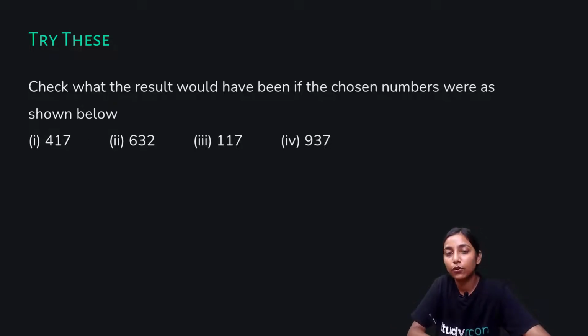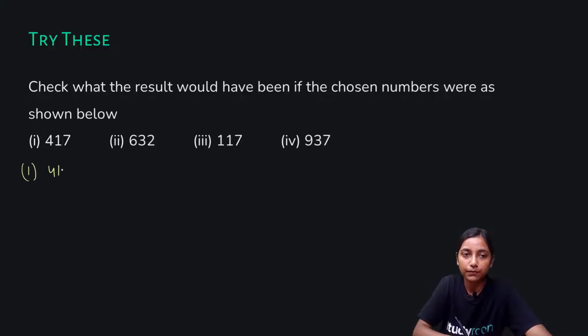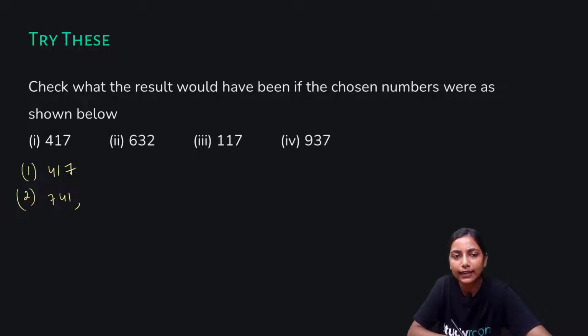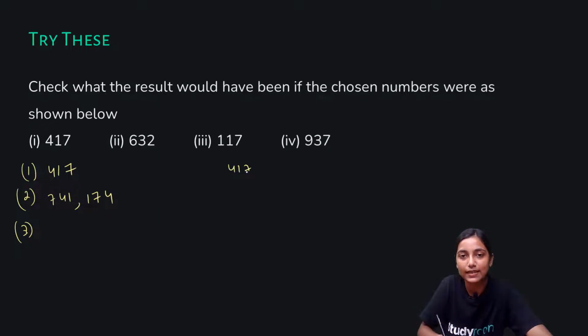Now we are given these 4 numbers and we have to see what the result is. First step was to choose a 3-digit number. That is given to me, 417. My second step was to form 2 more numbers using these 3 digits. So I can write 741 and 174. These 2 numbers, 741 and 174, can be formed using the 3 digits of the original number. My third step is to add all these 3 numbers.